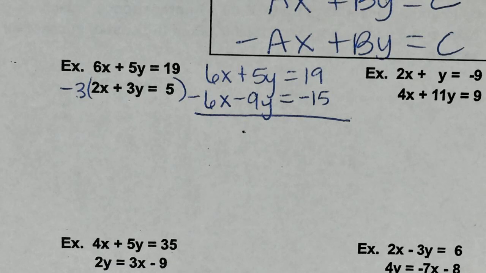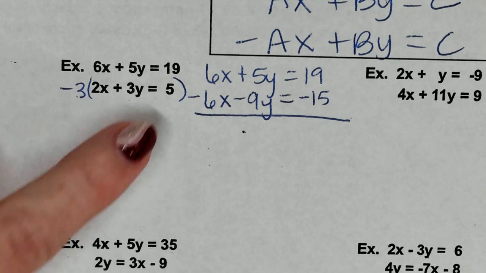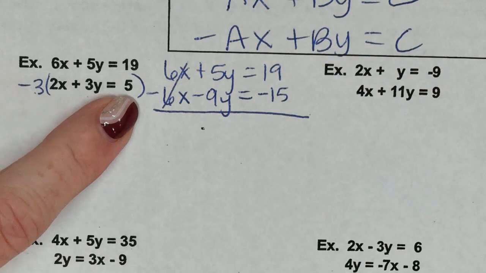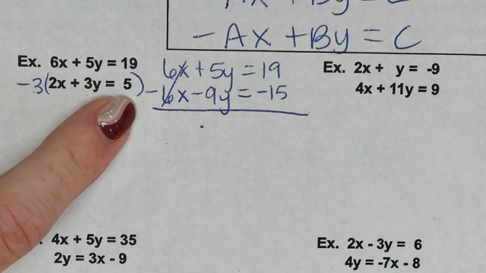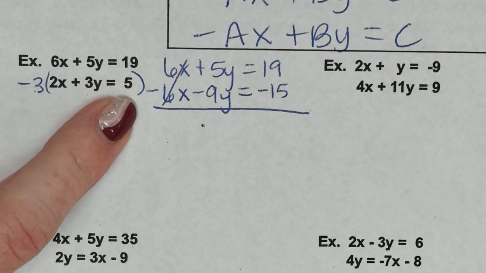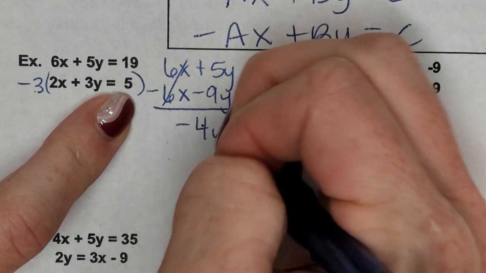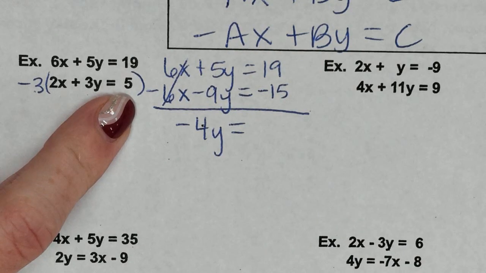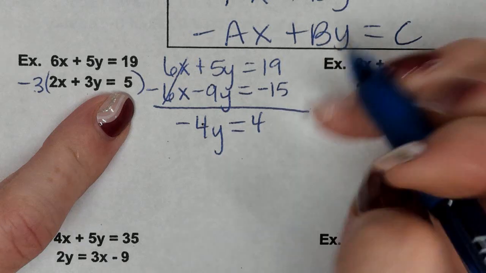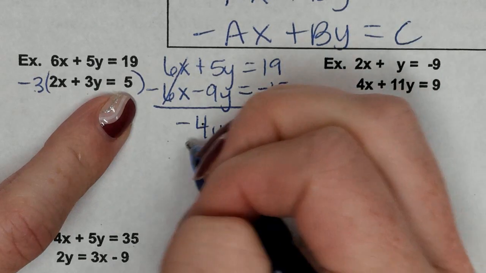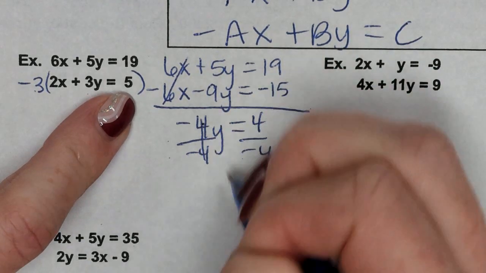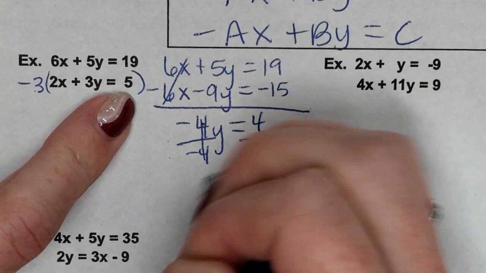Could I have chosen to multiply by something that would change the y's to the same number? Yes, but choosing the x was easier because I only had to do one equation. All right, let's go solve it. The 6's are going to cancel out, so the x's have been eliminated. 5 plus -9 is -4y, and 19 minus 15 is 4. And then I divide by -4, and I get y equals -1.